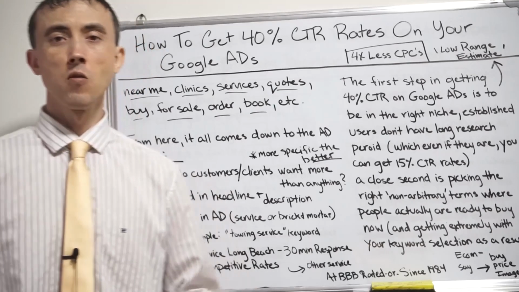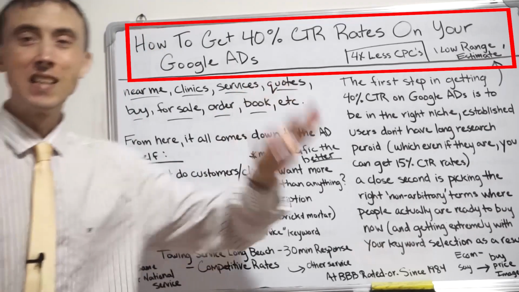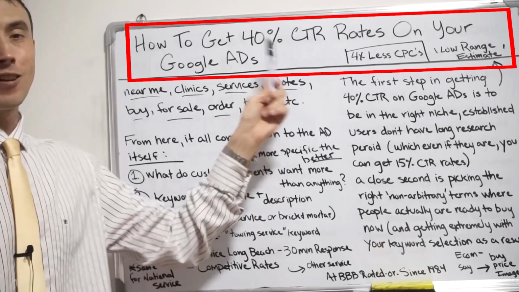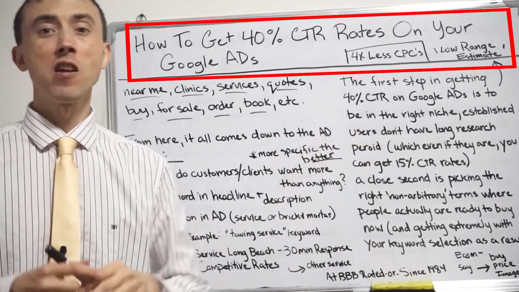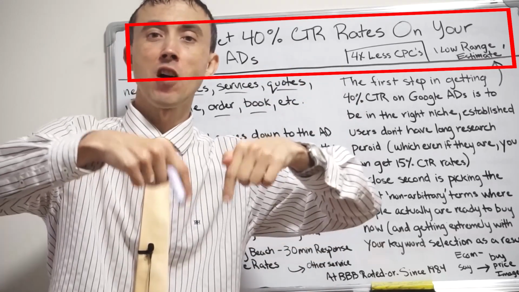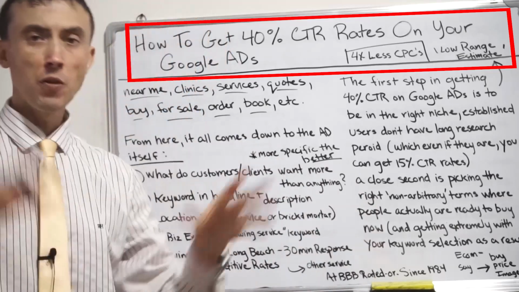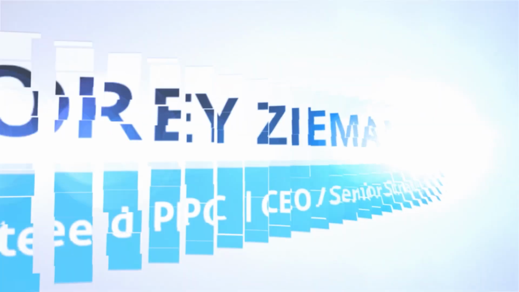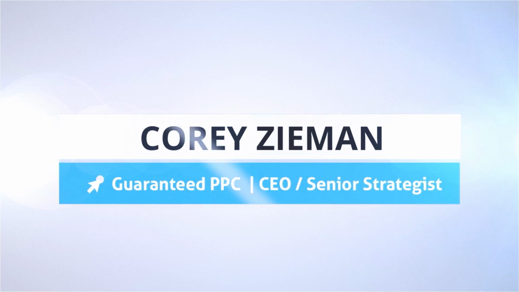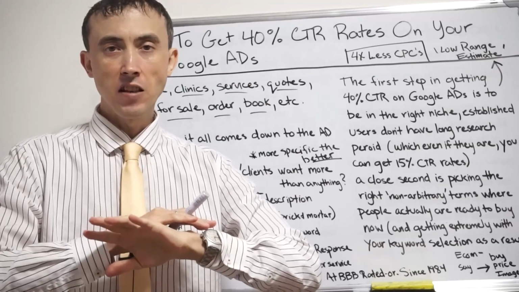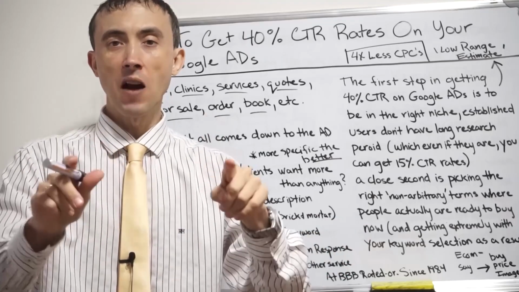Okay, today's video, we're going to talk about how you can get 40% click-through rates on your ad, or in other words, the rate at which your ad gets clicked on Google Ads. If you don't know already, click-through rate has everything to do with the profit you're going to make.